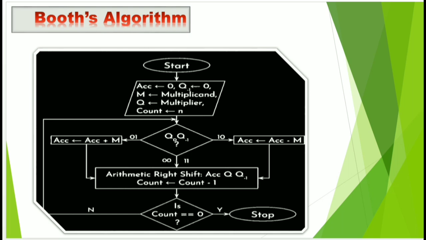Then step 4, repeat until count is 0. Check if the count has reached 0. If count is equal to 0, the algorithm stops. If count is greater than 0, go back to step 2 and repeat the process with the updated accumulator and Q minus 1. And then the last step, get the result. Once the count reaches 0, the multiplication process is complete. The final product is stored in the accumulator and Q combined.